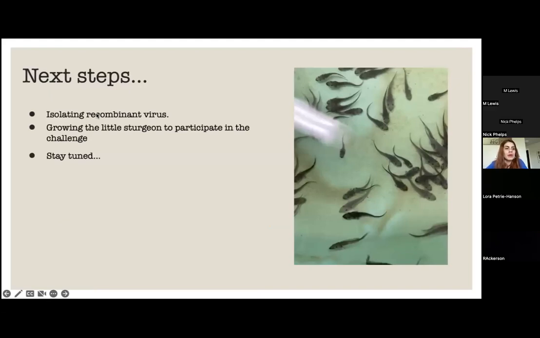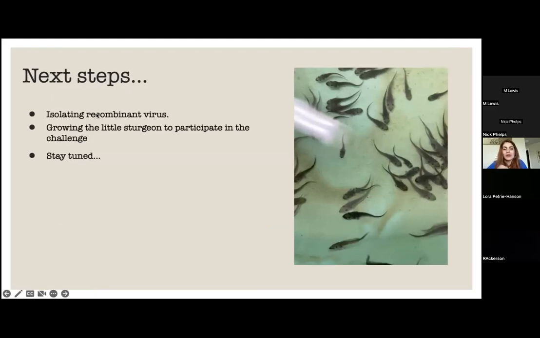So where am I right now with this project? I have a bacmid vector made for homologous recombination with ACHV2. And I have at this time infected WSSK cells, which are from white sturgeon skin, and have transfected them with the bac vector. So I'm waiting for some CPE. Today is actually day 7 post-infection. So cross your fingers for me.